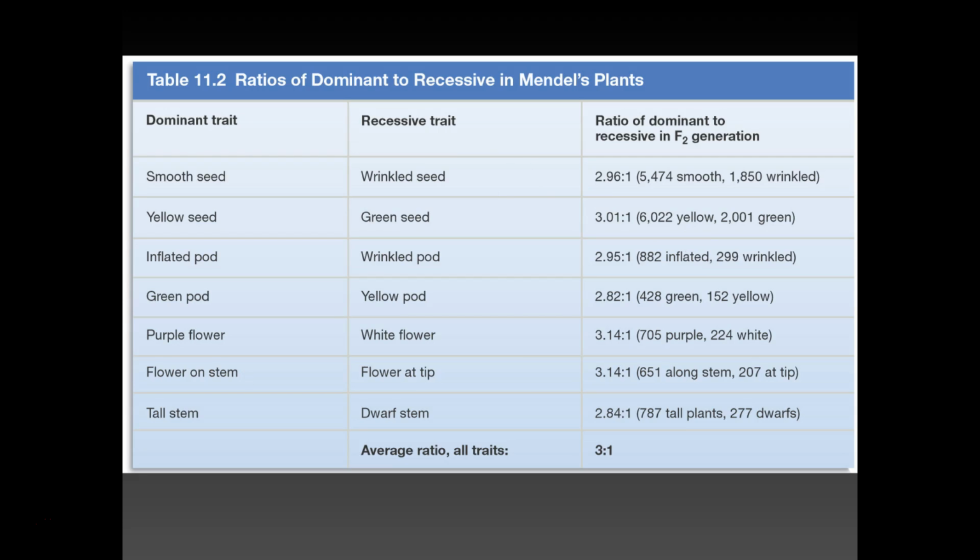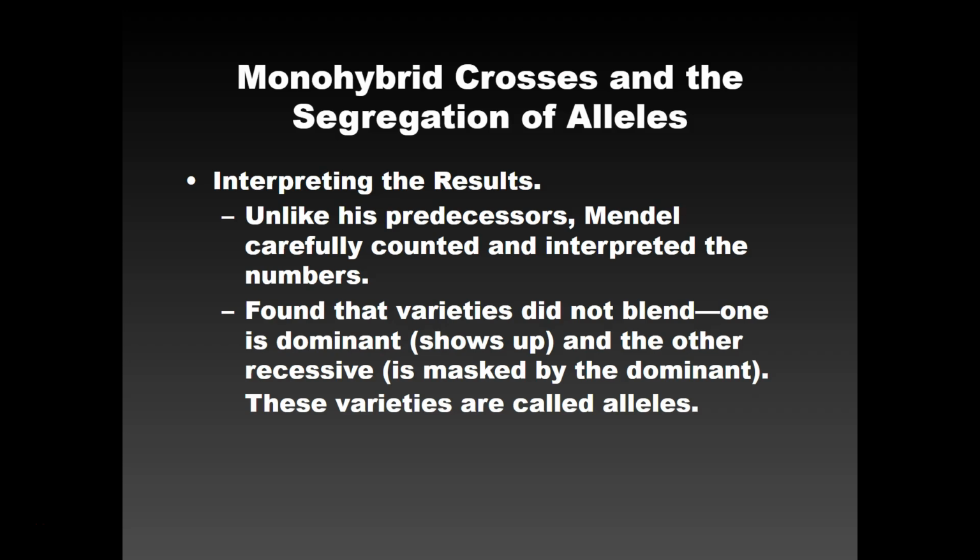And as you can see, it's always pretty darn close to 3-to-1. And later on, hopefully, this will make a little bit of sense. We're going to do some Punnett squares. We're going to figure these things out, why they are this way ourselves. So unlike his predecessors, Mendel was very, very careful, very, very systematic with what he was looking at.